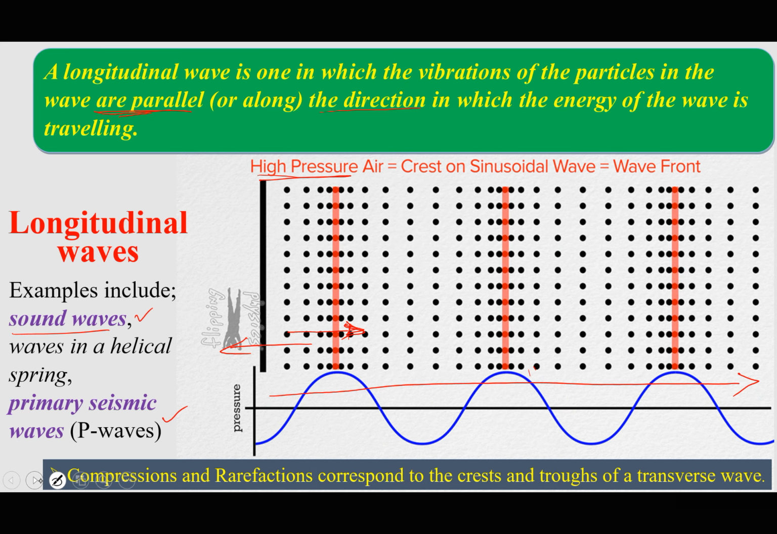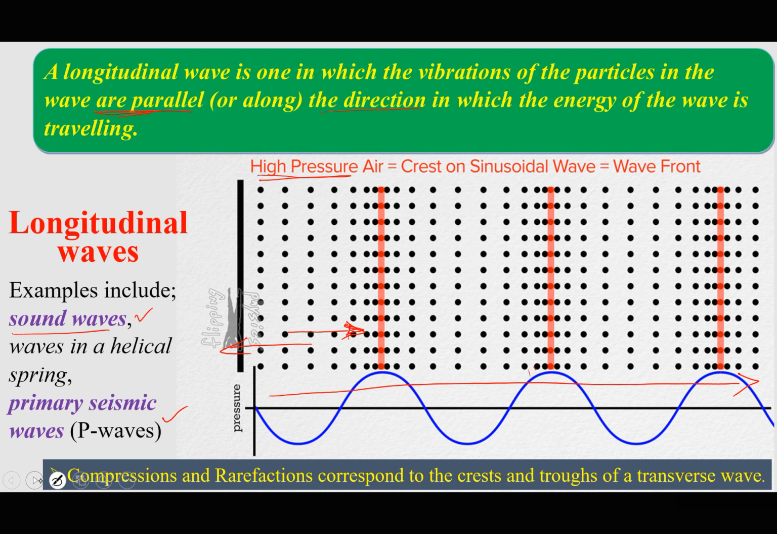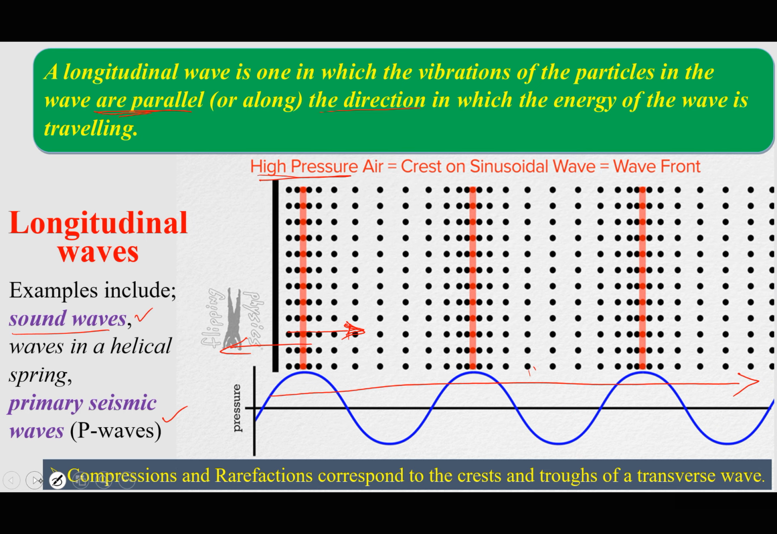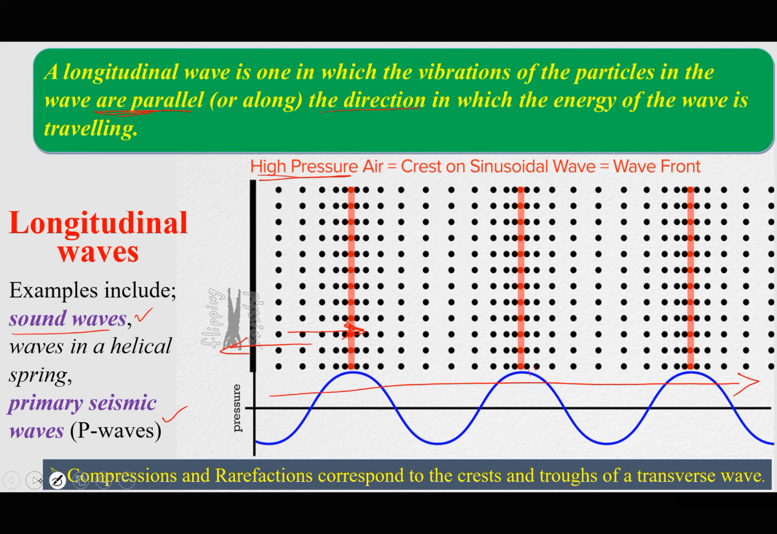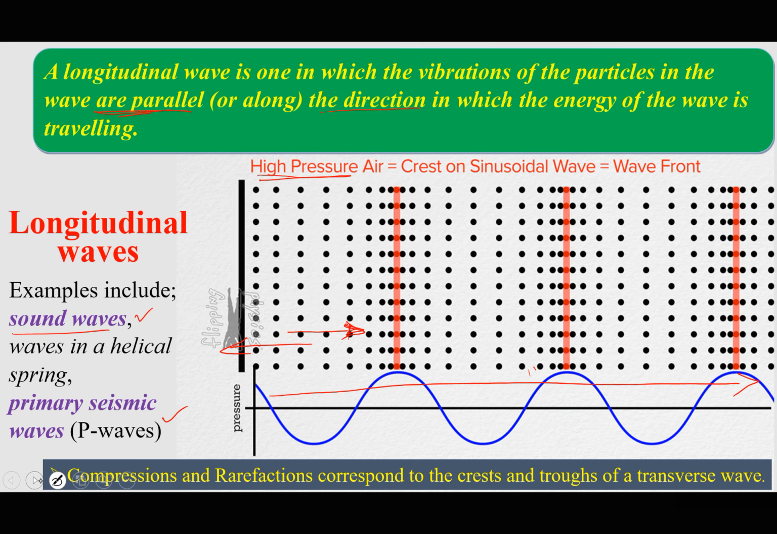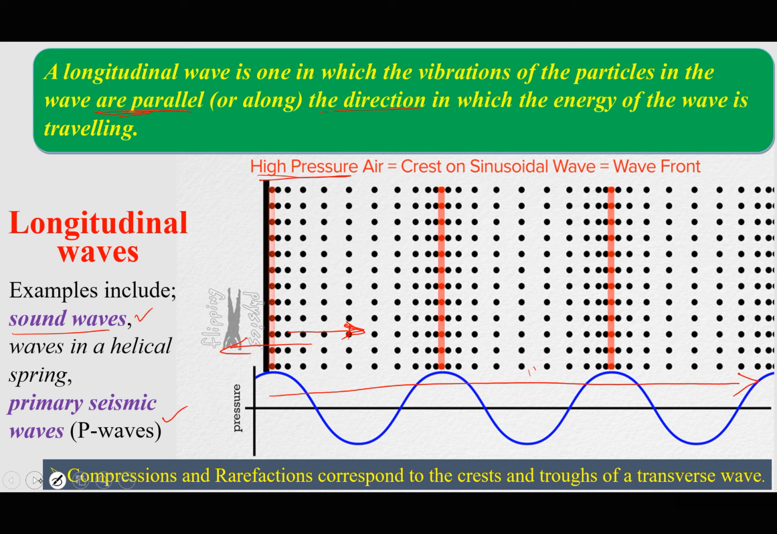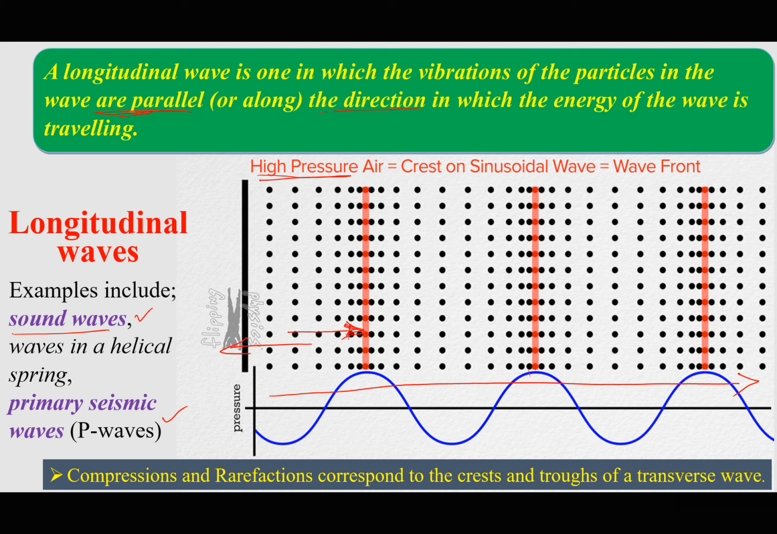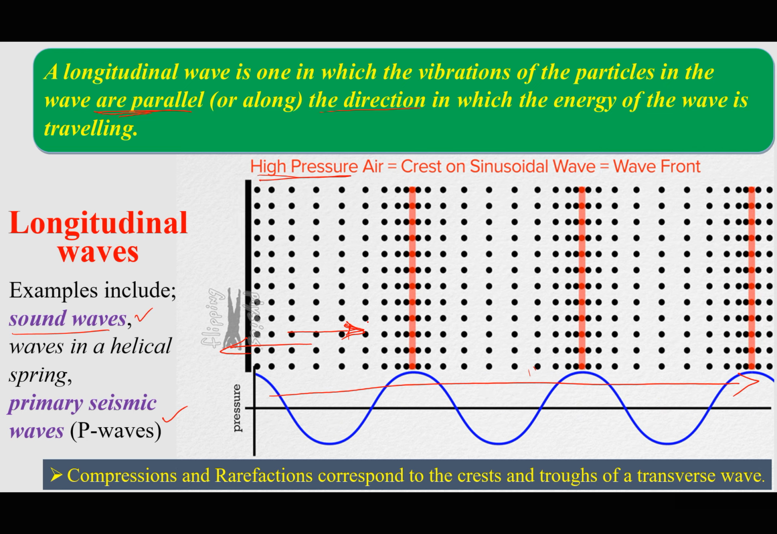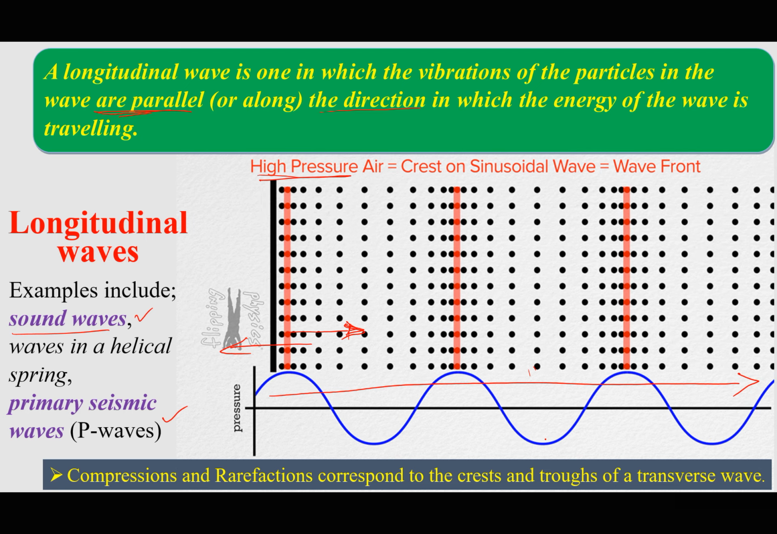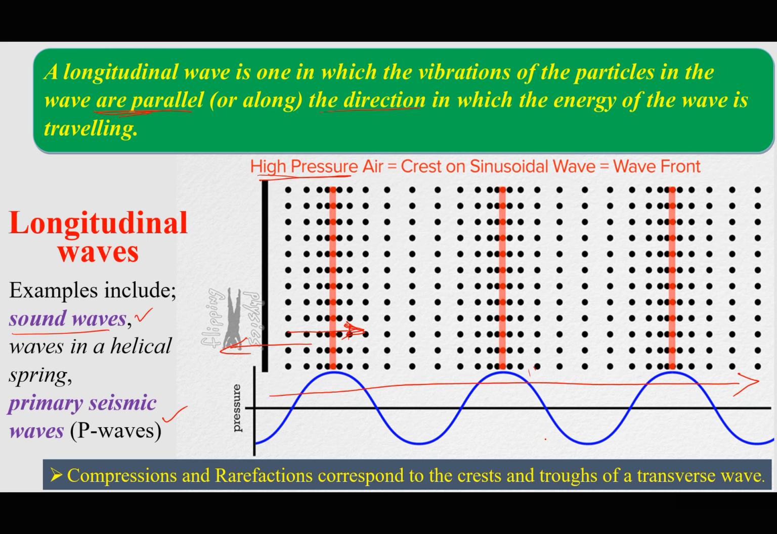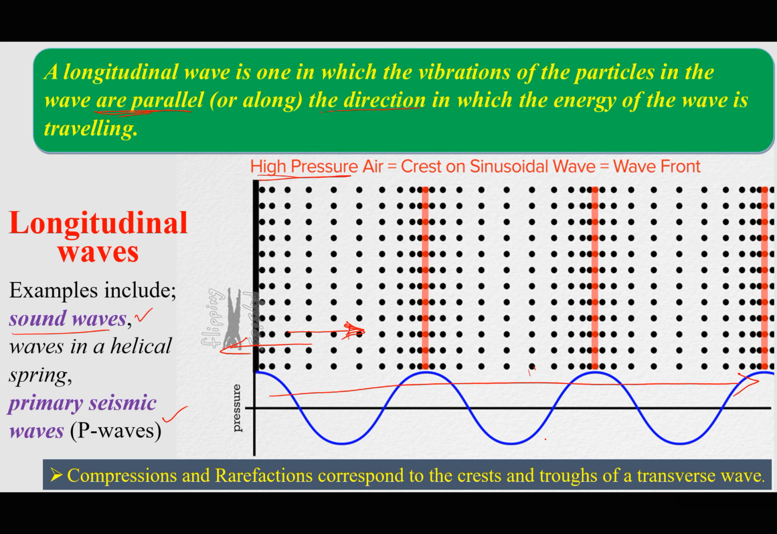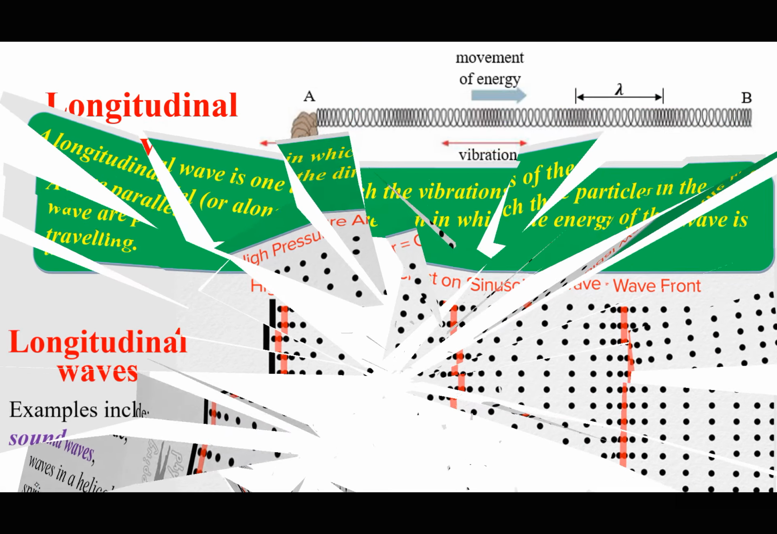Some of the terms which we shall talk about under longitudinal waves include the compressions and the rarefactions. What would be like a crest on a transverse wave is going to be a compression on a longitudinal wave, and what would be like a trough on a transverse wave is going to be a rarefaction on a longitudinal wave. You notice that what is represented as a crest corresponds to high pressure where particles are very close, they are compressed together. And where there is a valley, the particles are further apart, they are under low pressure. So we shall call that one a rarefaction. So when you talk about longitudinal waves, you should be thinking about compressions and rarefactions.